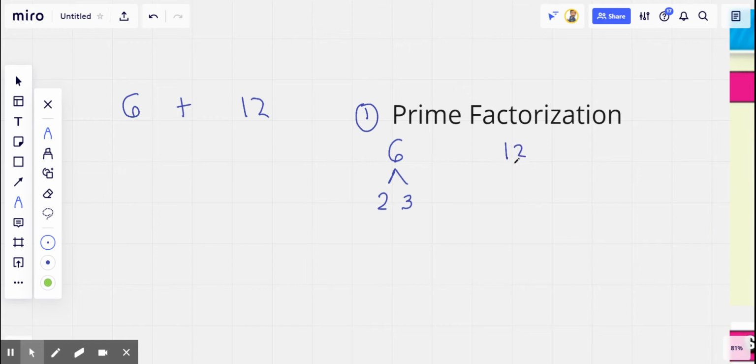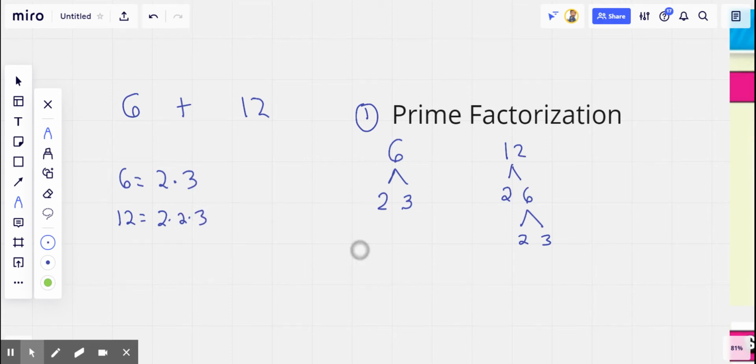For 12, we have 2 times 6. And then 6 is not a prime number, so we need to break that down to 2 times 3. So we have 6 over here, and 6 equals 2 times 3. And 12 equals 2 times 2 times 3.